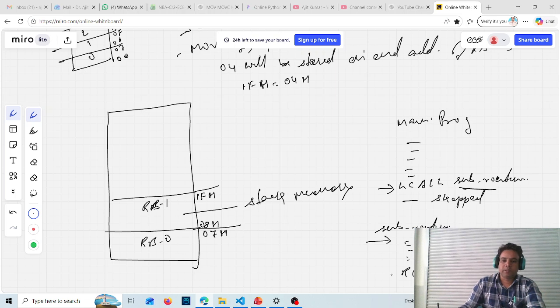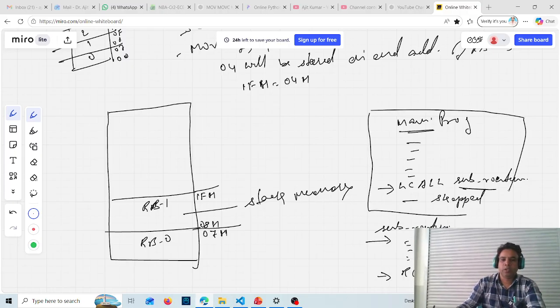So after this last instruction, RET, it is supposed to return back to the main program. Okay, so this is the main program. It is supposed to return to the main program. Where is it supposed to return? Where it has skipped the instruction. After executing this one, it is supposed to return here.